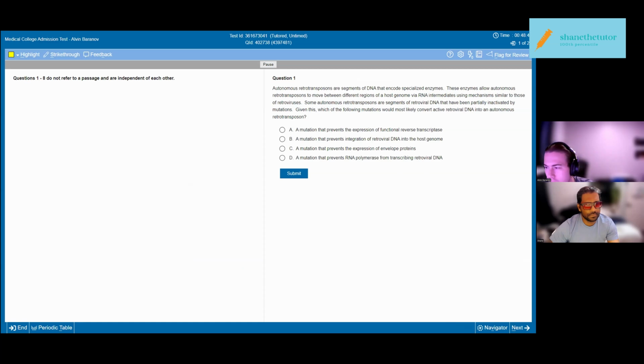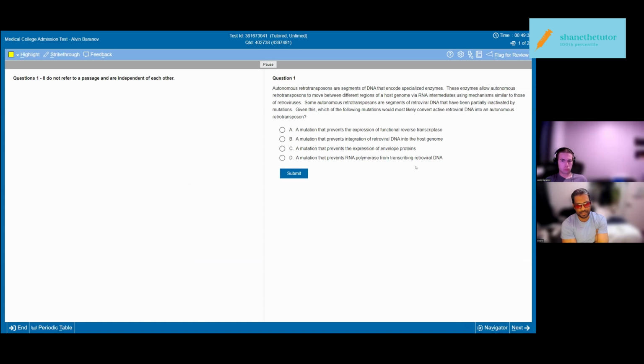Let's do this first, actually. Autonomous retrotransposons are segments of DNA that encode specialized enzymes. These enzymes allow autonomous retrotransposons to move between different regions of a host genome via RNA intermediates using mechanisms similar to those of retroviruses. Some autonomous retrotransposons are segments of retroviral DNA that have been partially inactivated by mutations. Given this, which of the following mutations would most likely convert active retroviral DNA into an autonomous retrotransposon?